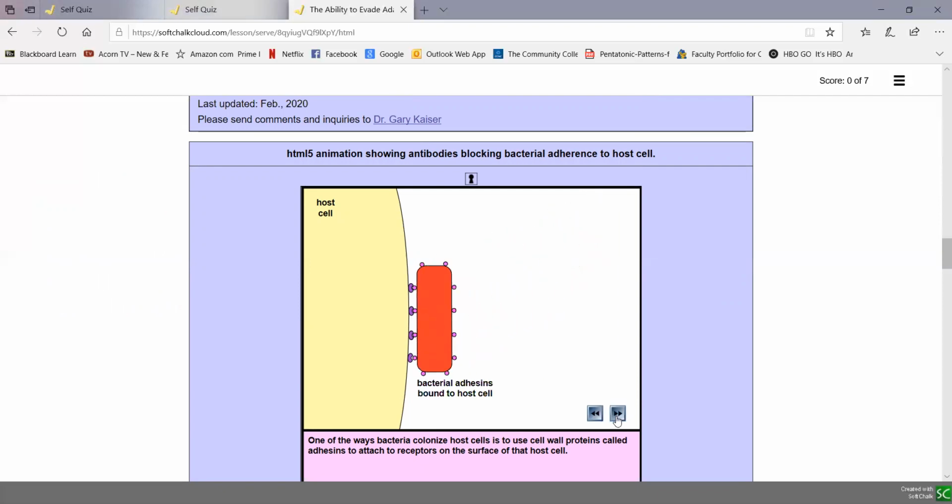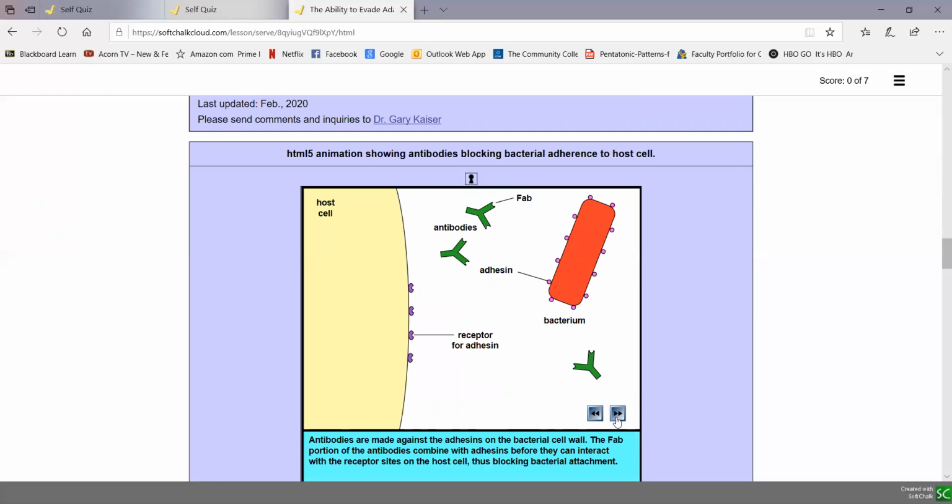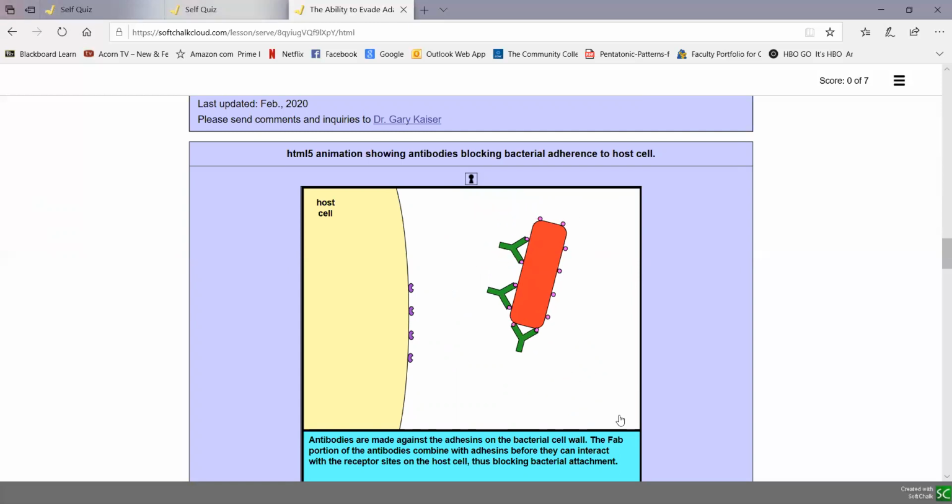And once they bind, then they can resist flushing and they can colonize. And of course, many gram-negatives first use pili and then cell wall adhesins to adhere. Well, antibodies can be made against these cell wall adhesins or against the adhesive tips of pili, or even against the glycocalyx. In the case of adhesins, if the FAB of the antibody is made to fit the adhesins on the cell wall of the bacterium, they will bind to and cover up the bacterium so the adhesins can no longer bind to adhesin receptors and the bacteria can be flushed away.